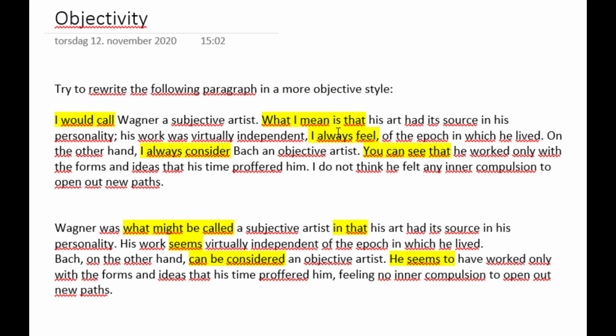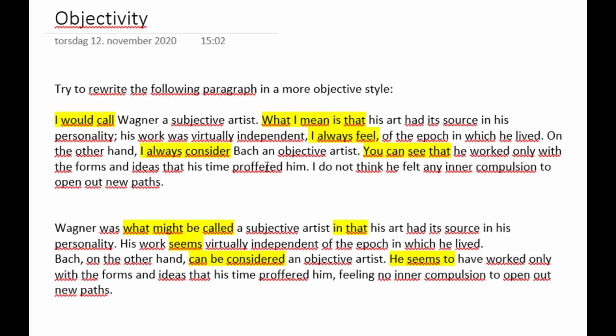And again, here I say I always feel. Instead I say his work seems. And I always consider, instead of saying that, I say it can be considered. And instead of you can see that, you can say he seems to. So what I've done in this second paragraph is that I've taken away all these personal pronouns, and I've taken away my explicit opinion.